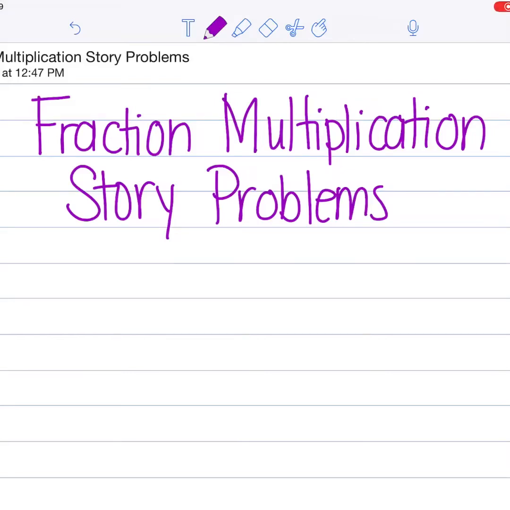Today's lesson is called Fraction Multiplication Story Problems. Please make sure that you have a notebook or a piece of paper and a pencil to take notes. We're going to be focusing on reading story problems today and creating an equation to go with a story problem.